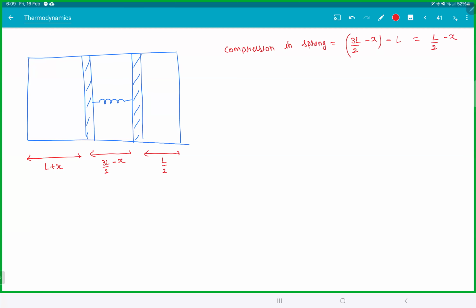Yes. Let's call it y. y is the compression in the spring. Now, the final values here. This guy's pressure, let's call it P1. If this is P1, this also should be P1. Agreed?